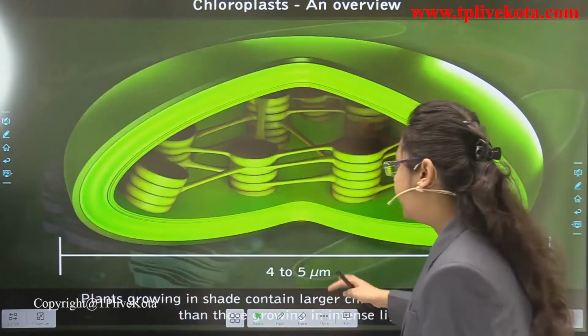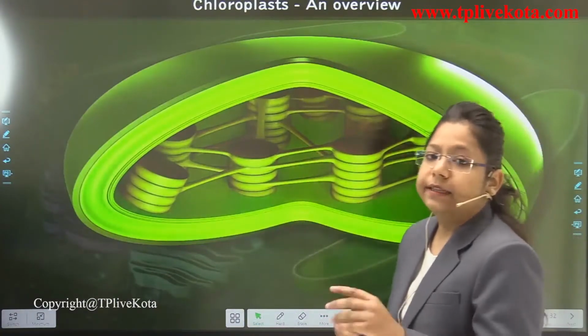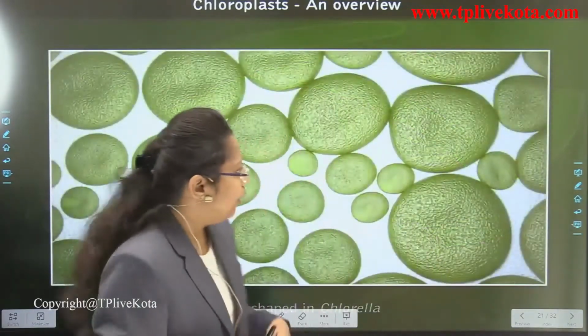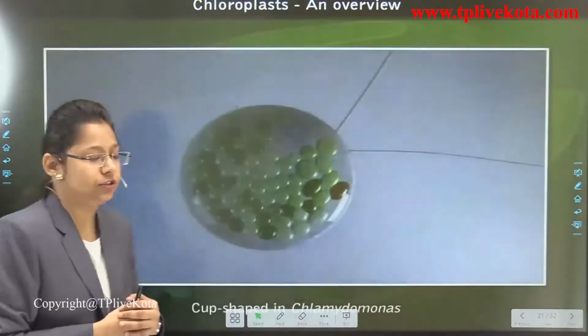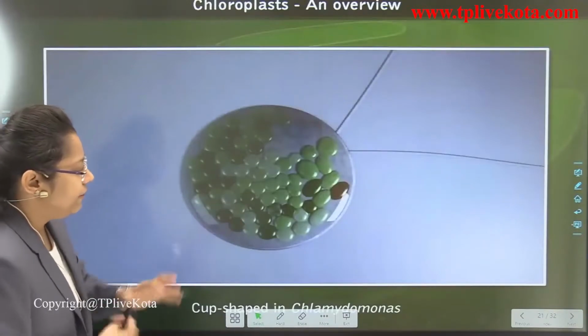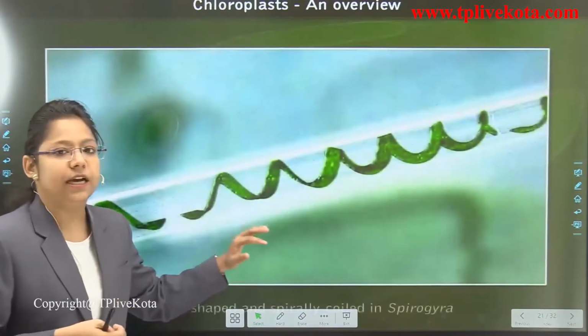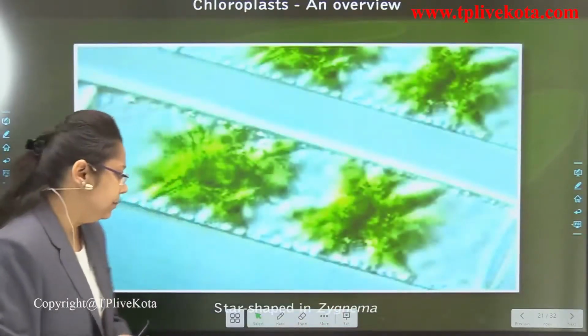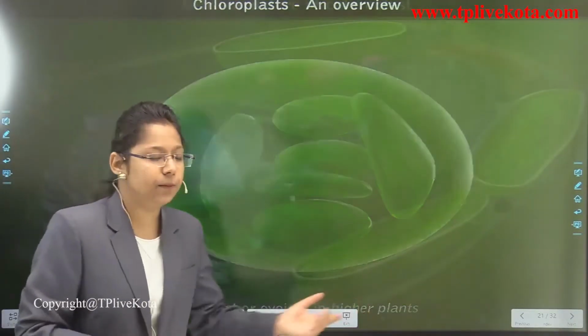Now you can see here they vary in size. They are up to 4 to 5 micrometer in diameter. Now you can see here the structure clearly. If we talk about Chlamydomonas, they are cup shaped. If we talk about Spirogyra, they are ribbon shaped. Spherical in shape in higher plants.